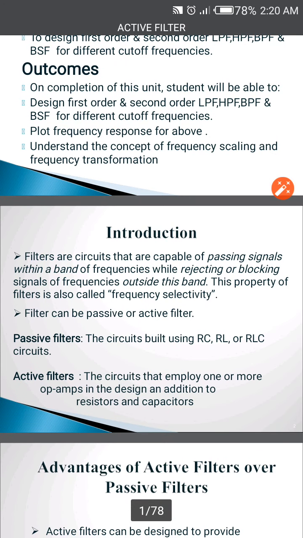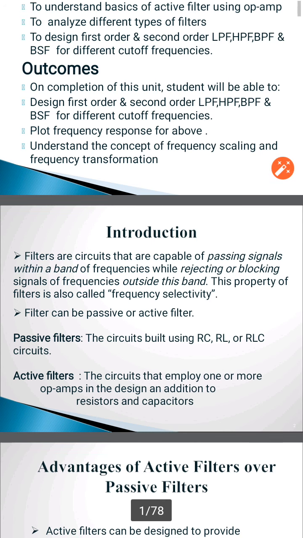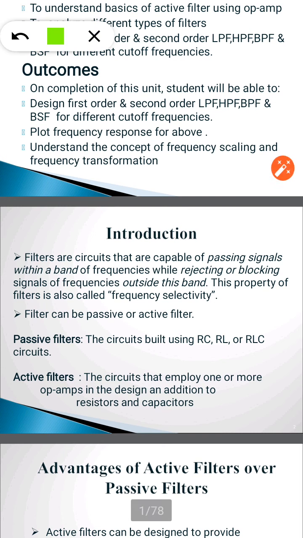Now let us come to the introduction of the unit. Now, what are filters? Filters are those electronic circuits which are able to either pass or block a required range of frequencies. Depending on which types of frequencies are getting passed or blocked, they are classified as low pass filter, high pass filter, band pass filter and band stop filter. This property is also called the frequency selectivity property.